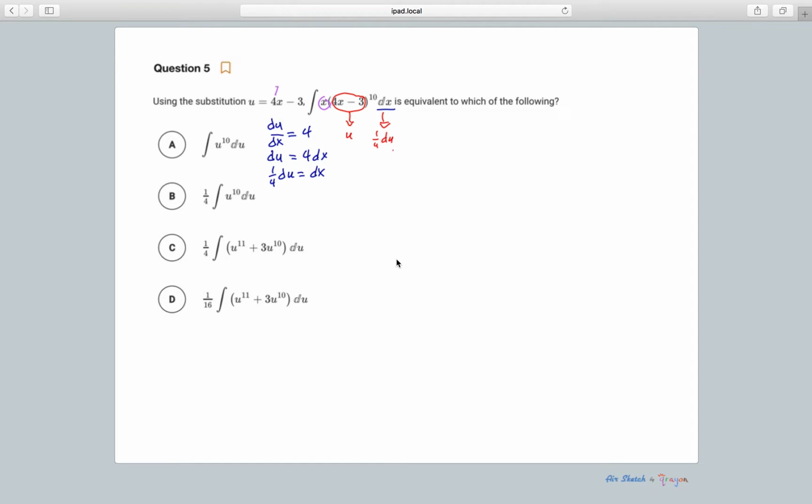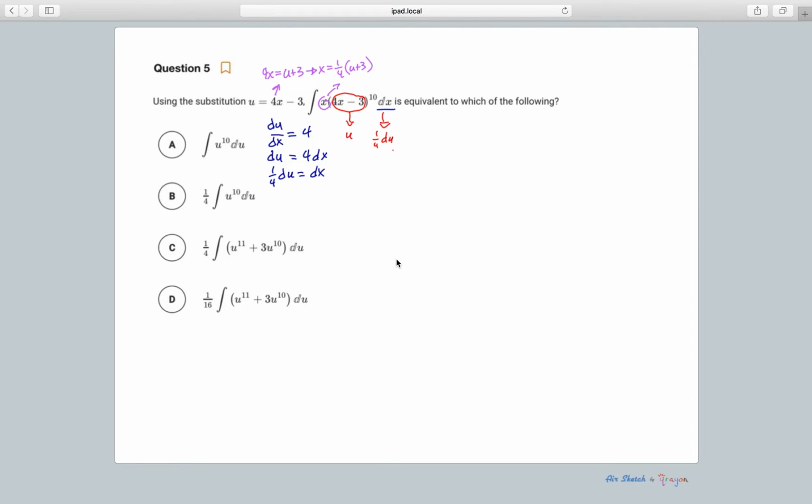And I'm going to isolate x. So I can add 3 to the other side and say that 4x equals u plus 3. So x, divide out the 4, equals 1/4 times u plus 3. All right, so now I can put everything in terms of u. This x is going to become a fourth u plus 3. So let's write out what our integral is going to look like at this point.